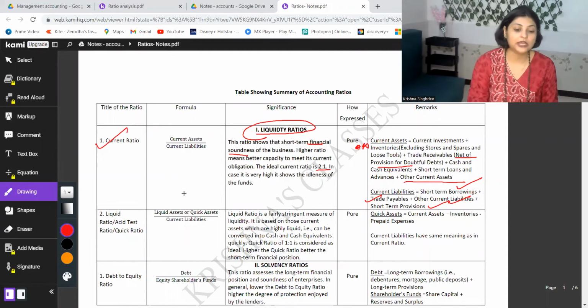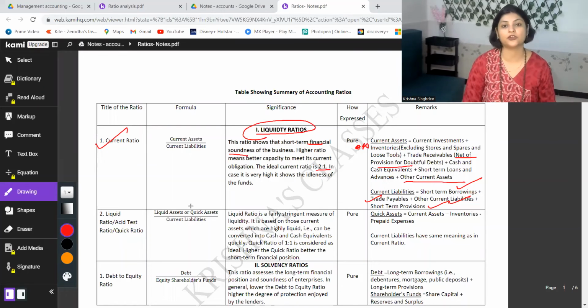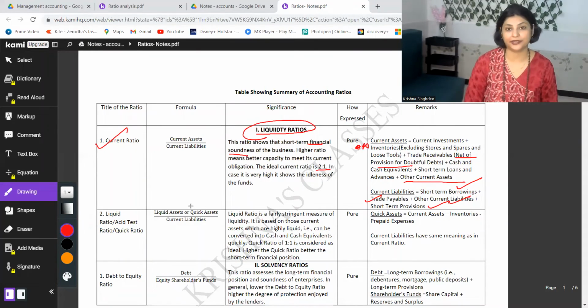So the formula is liquid assets or quick assets upon current liabilities. As far as the liabilities part is concerned, all current liabilities move into the denominator. So the denominator in both ratios, the current ratio and the liquid ratio, is going to be the same. But the numerator of both ratios is not the same. The numerator of the quick ratio is quick assets. Now the question arises, what are quick assets? How do we find out quick assets?